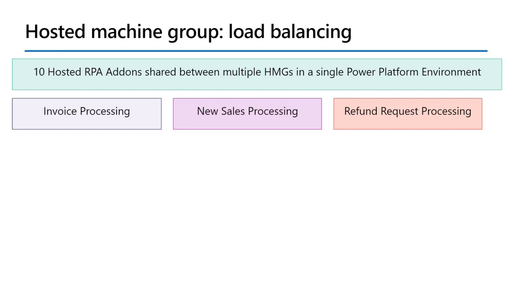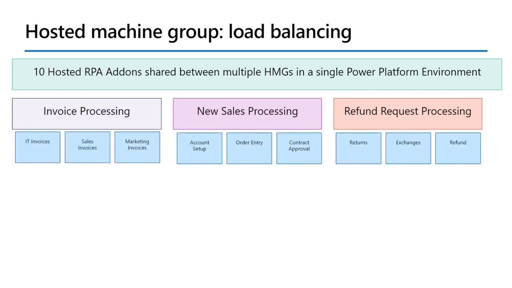Now, it's important to note that these don't have to be just one flow. So, for example, in our invoice processing, we might have a specific flow for IT invoices. We might have another one for sales invoices and another one for marketing invoices. But in general, this hosted machine group is for processing invoices, and the virtual machine that we use has the software on it that is needed to do invoice processing, right? In the middle one, with our sales processing, we're doing account setups, order entry, and contract approvals. And in our refund request process, we're doing returns, exchanges, and refunds.